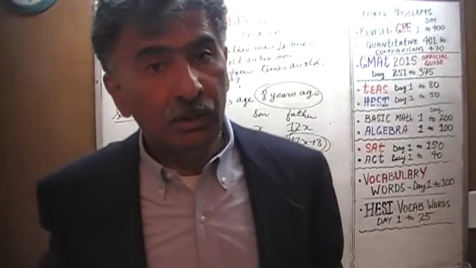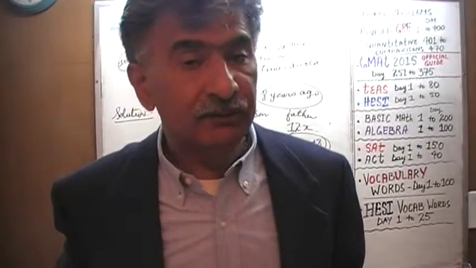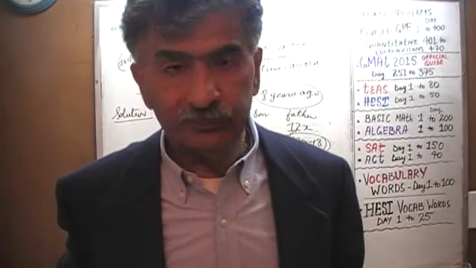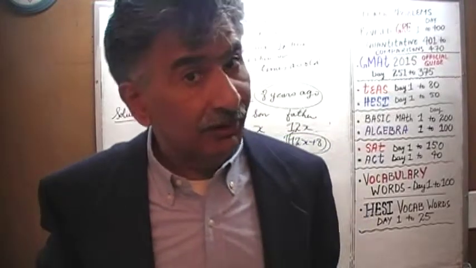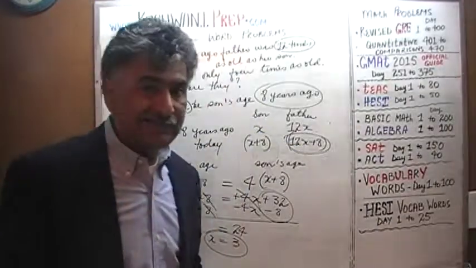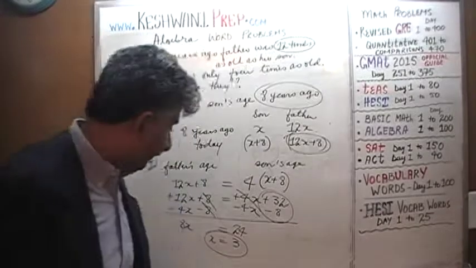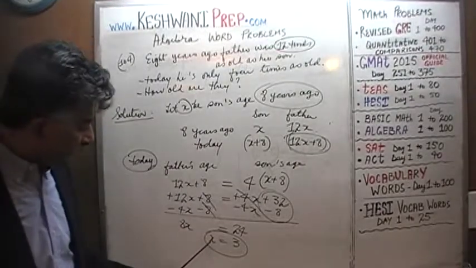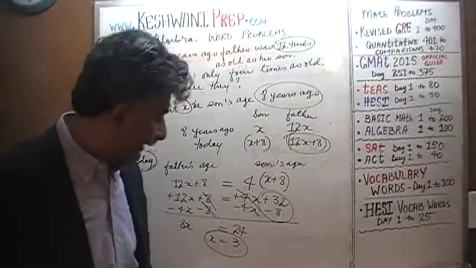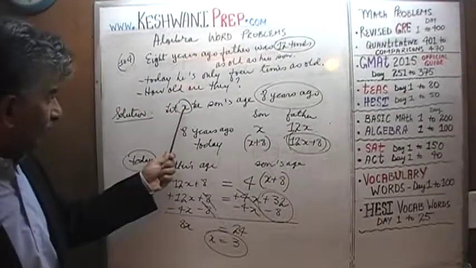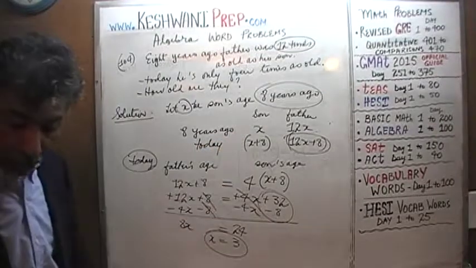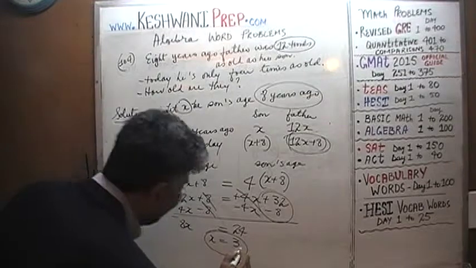No, I said it wrong. I said just now a second ago, son is 3 years old. No, son is not 3 years old. See, I lost track of things, didn't I? Which is why it's very important to concentrate. What I should have said at this point, when we got x equals 3, is that son was 3 years old. X represents his age 8 years ago. Son was 3 years old 8 years ago.